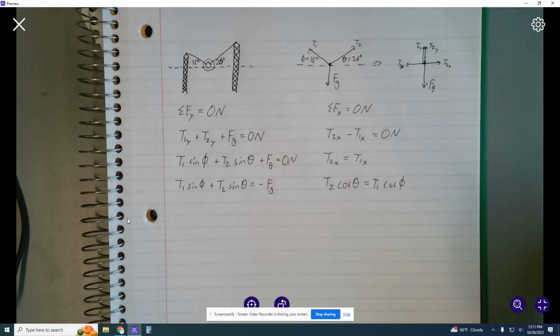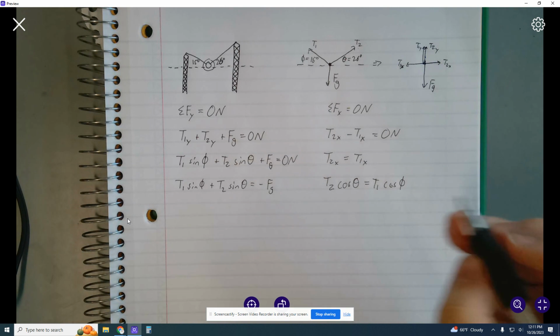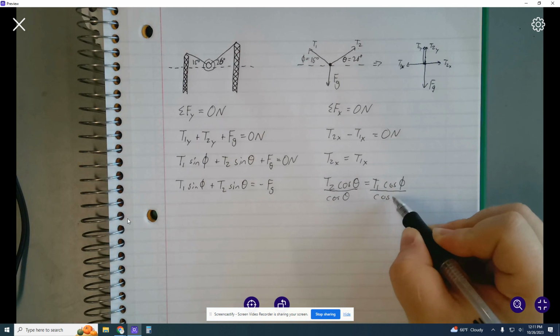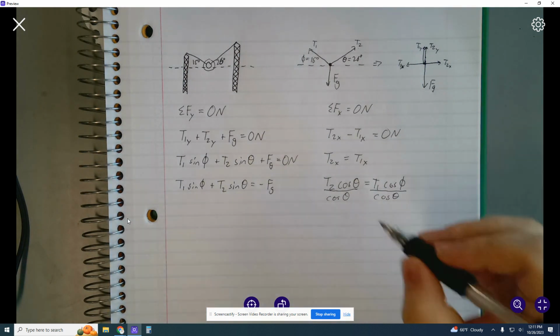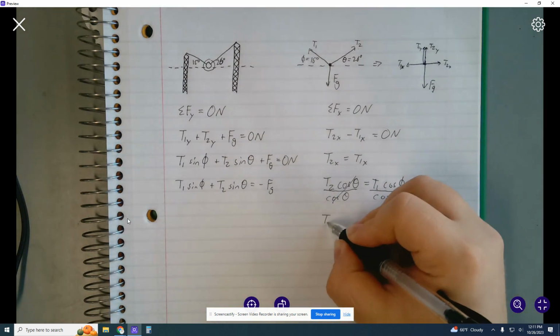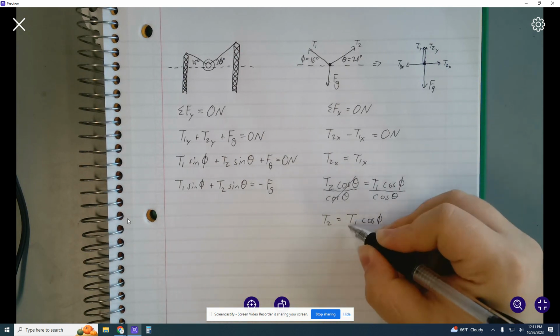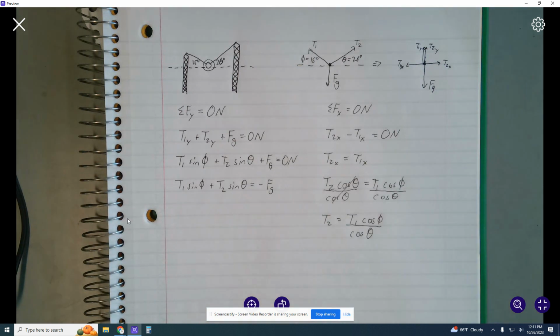Now I'm going to get one of these in terms of the other. So what I'm going to do is get T2 to be in terms of T1. And the way I'm going to do that is I'm going to divide both sides by cosine theta. These will cancel here, so we'll have T2 is equal to T1 cosine phi divided by cosine theta. And that's true at any point in this problem. Well, at this exact moment we're looking at, really. That T2 is equal to our tension T1 times cosine of phi divided by cosine of theta.